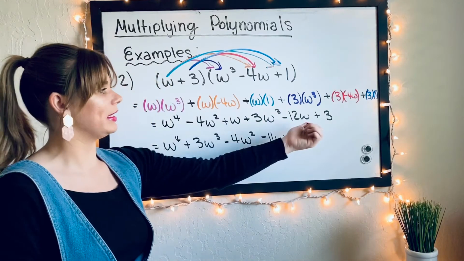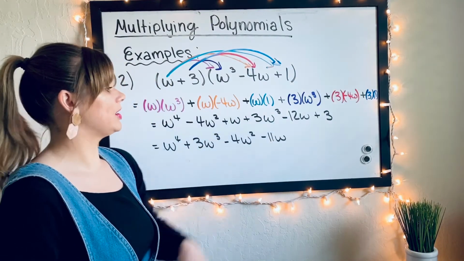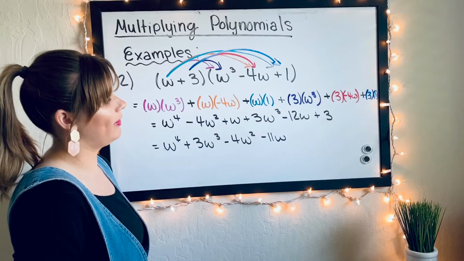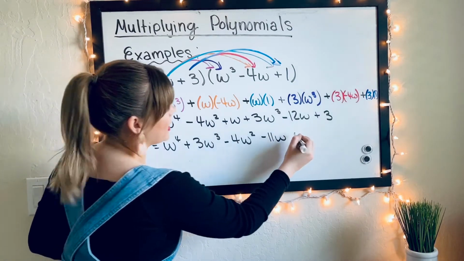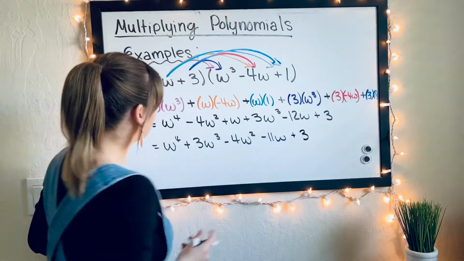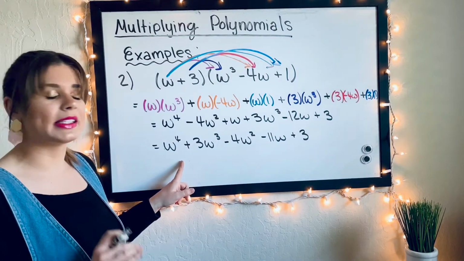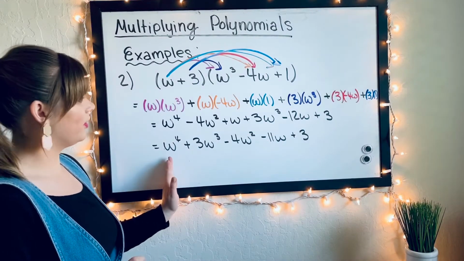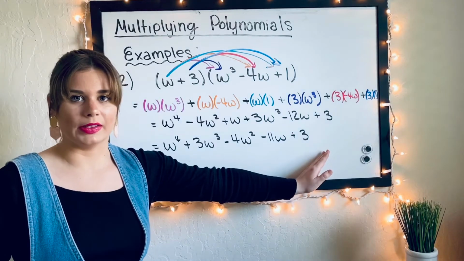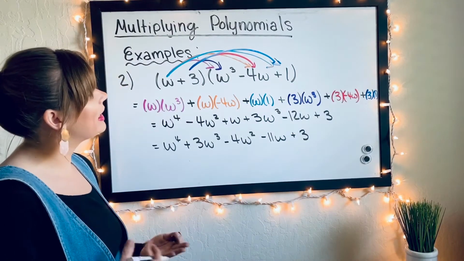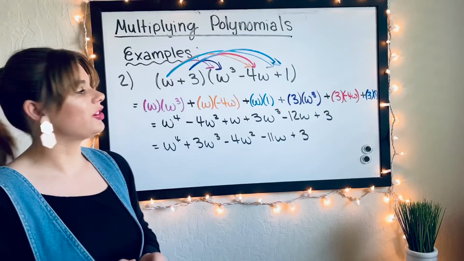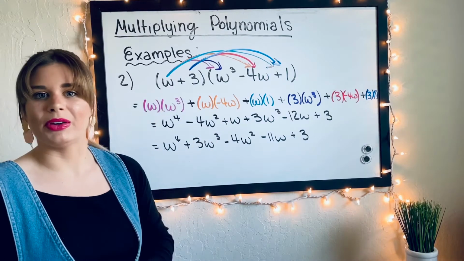I just combined these terms. w minus 12w is negative 11w. And then plus 3 because that's my only constant term. So I have written this in standard form. You can see I went from descending order, w to the fourth, all the way down to my constant term. And I cleaned it up a bit by combining my like terms and multiplying everything through.